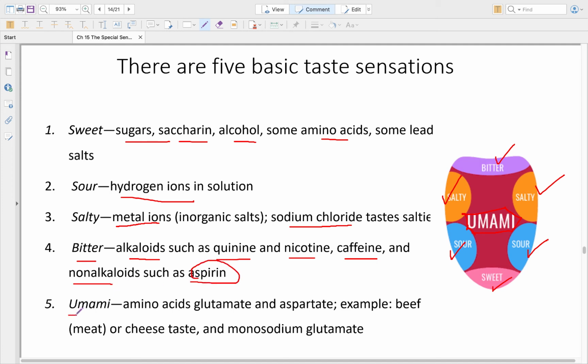And then the umami taste bud is very interesting because it can taste MSG. It can taste amino acids like glutamate and aspartate. For example, we can taste this in beef when we eat beef or meat in general, and cheese. And then we can taste monosodium glutamate, which is MSG, which they put in food.